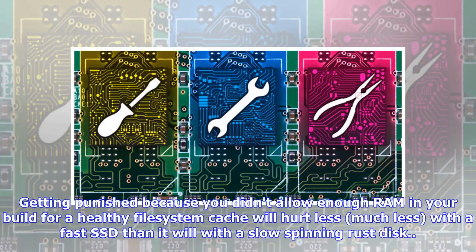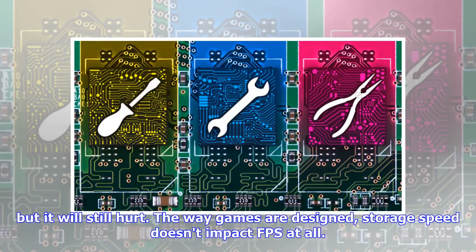Getting punished because you didn't allow enough RAM in your build for a healthy file system cache will hurt much less with a fast SSD than it will with a slow-spinning rust disk. But it will still hurt.